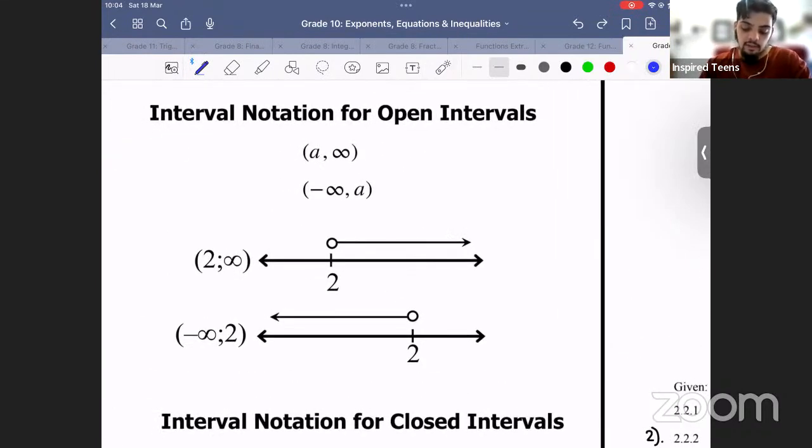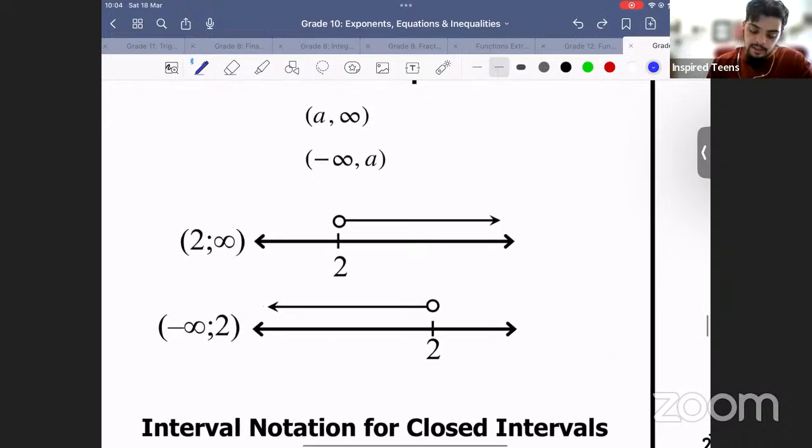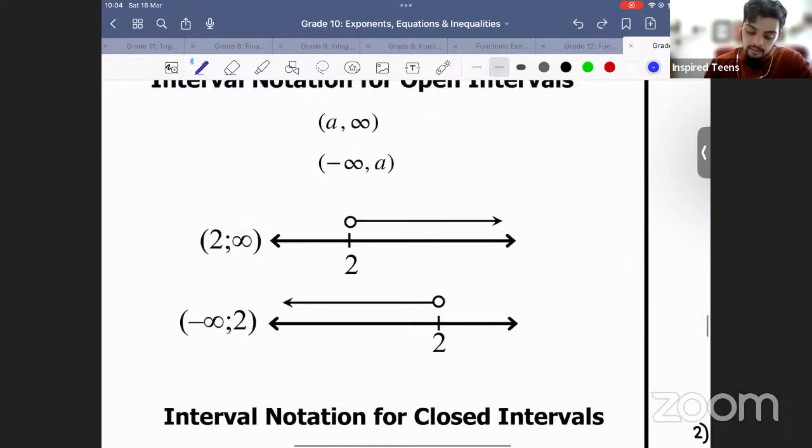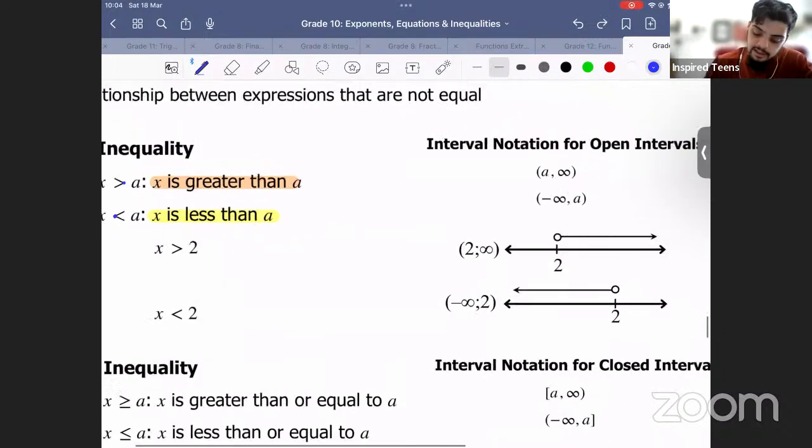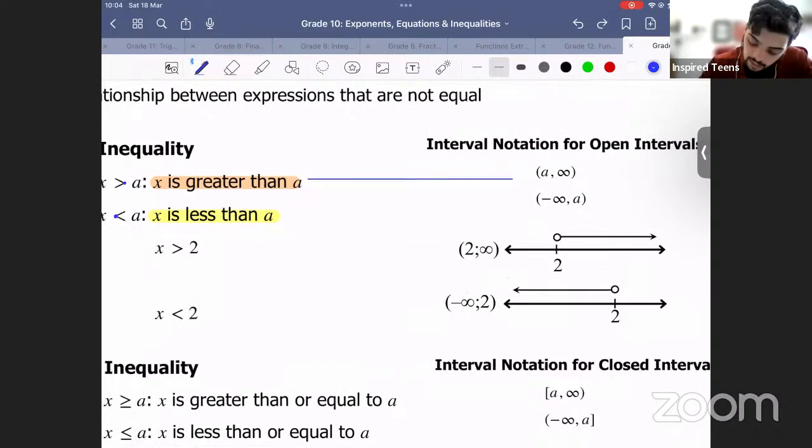Let's look at this interval notation, open intervals, closed intervals. We'll describe that in a bit. But basically, here we have a to infinity, or negative a to infinity. Let's see. So I think what they've expressed is this here, in interval form. We'll discuss it in a second.